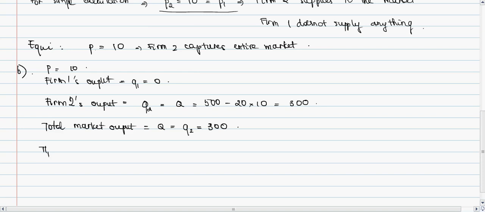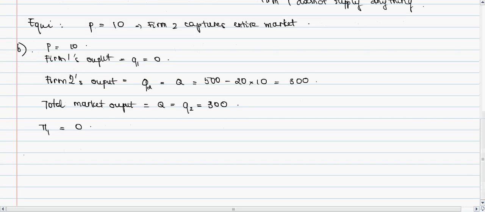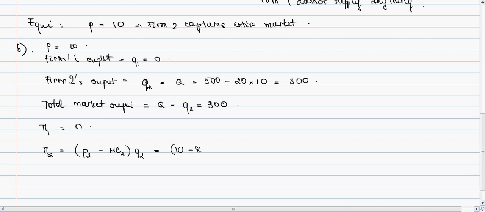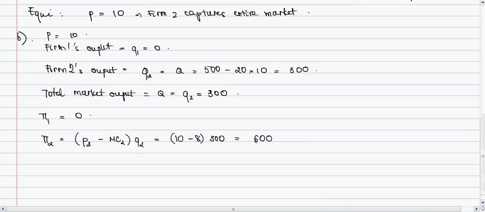Alright, so firm profit. Now for firm 1, it doesn't sell anything, so its profit for firm 1 is just equal to 0. Now the profit for firm 2 will be equal to the price that firm 2 is charging minus the marginal cost of firm 2, which is basically equal to the average cost as well in this case, multiplied by the quantity supplied by firm 2. Right, so we got P2 equal to 10, marginal cost equal to 8, and the quantity supplied to the market equal to 300, and that will give the firm $600 for the profit.